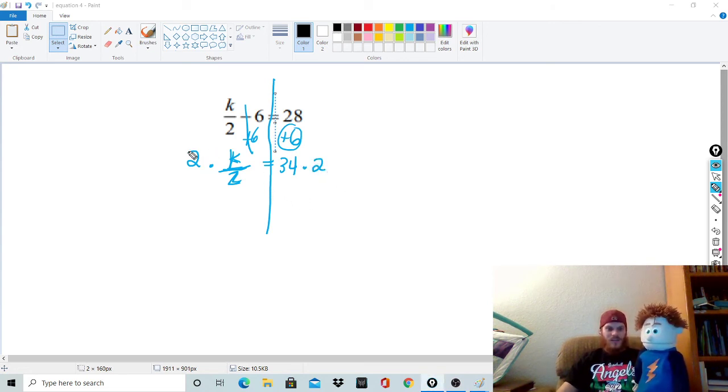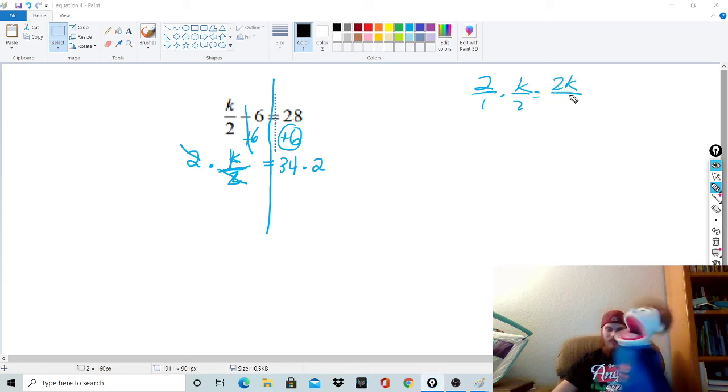Okay? So 2 times a division by 2, this basically cancels. That's kind of a fun fact. This is just how fractions work, right? If I'm doing 2 over 1 times k over 2, watch what happens. I'm going to get 2k over 2. That's 2 divided by 2. I'm just left with k. You with me? Yeah, I think so.